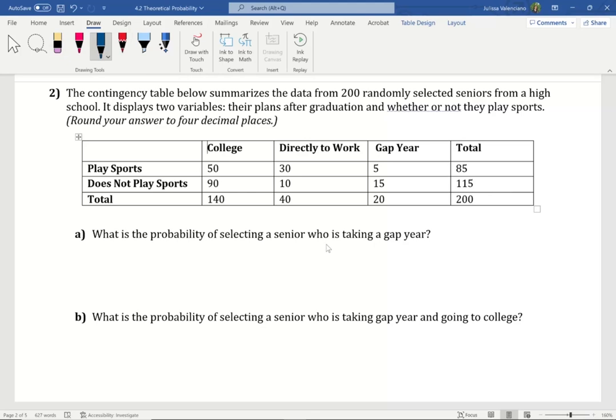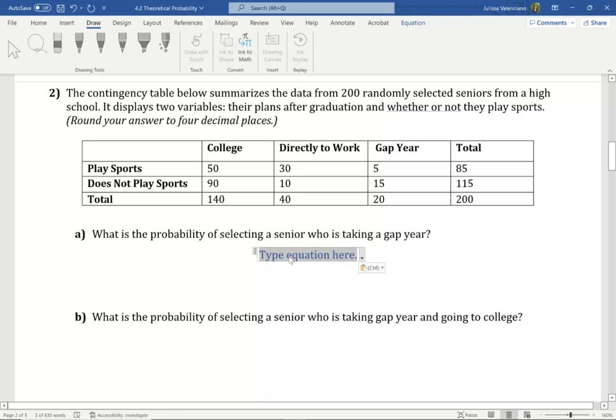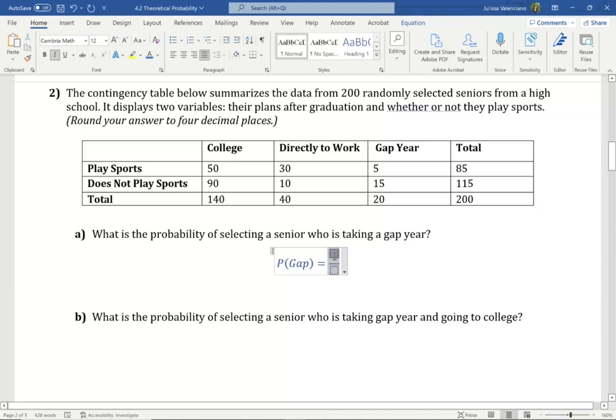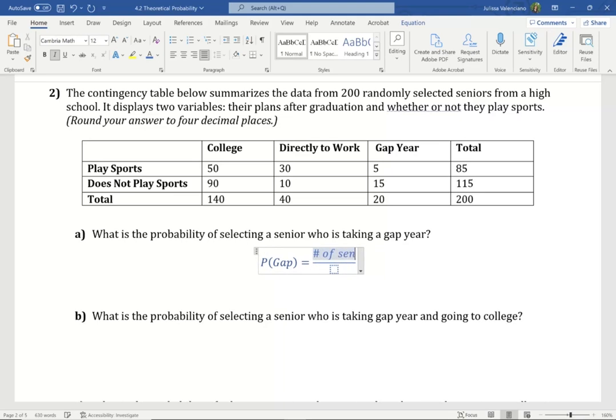What is the probability of selecting a senior who's taking a gap year? Let's go ahead and write this using probability notation. P of, here I'm just going to write gap. P of gap here represents the probability of selecting a senior who's taking a gap year. This is going to be equal to the number of ways you can select a senior that is taking a gap year. That is the number of seniors who are taking a gap year. Again, just to keep it short, I'm just going to write number of seniors who are taking gap. We are going to be dividing by the number of outcomes in the sample space. The number of outcomes in the sample space is the total number of seniors.